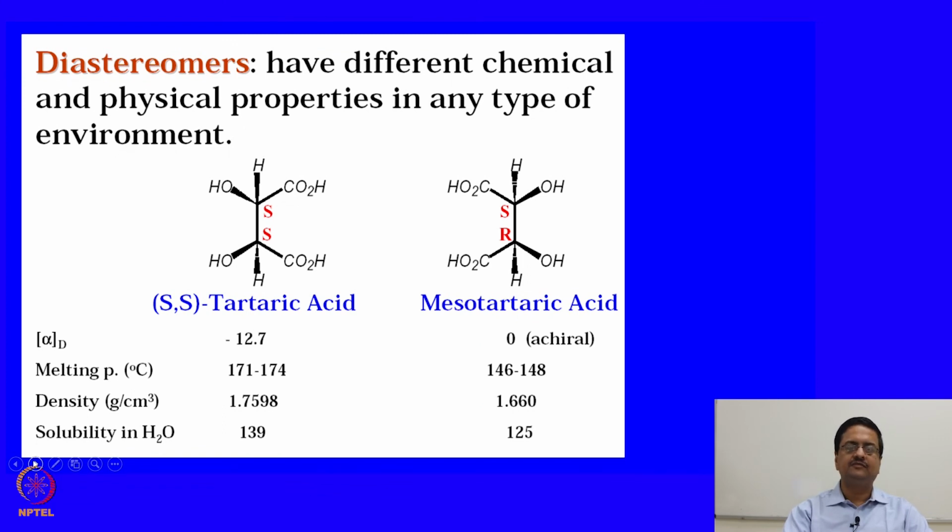When we talk about diastereomers, we should know the difference between the diastereomeric pairs. Diastereomers have different chemical and physical properties in any type of environment. So when we talk about SS-tartaric acid and meso-tartaric acid, the optical rotation of which we will discuss in the next lecture, the compound SS has a specific rotation, which means it is chiral, whereas meso-tartaric acid does not have any optical rotation or specific rotation, therefore it is achiral. They differ a lot in melting point, their densities are different, and their solubility in water in grams per liter is also different. These differences arise because they are two different compounds, two diastereomers of the same compound.